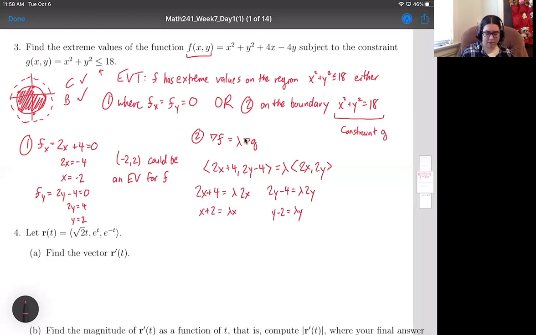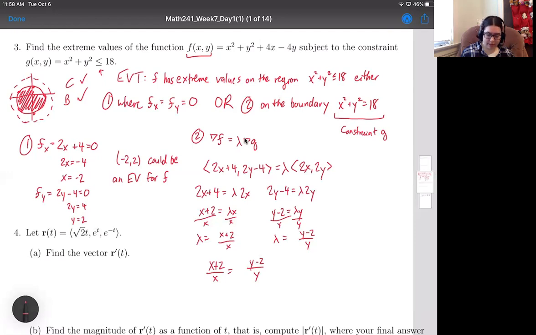And now I'm going to divide both sides over here by x to get lambda equals (x plus 2) over x. Here I'm going to divide both sides by y to get lambda is equal to (y minus 2) over y. And now if lambda is equal to both of these, then both of these must be equal to each other. So I'm going to set (x plus 2) over x equal to (y minus 2) over y.